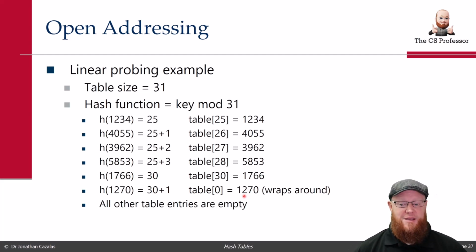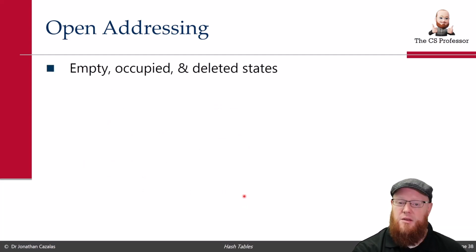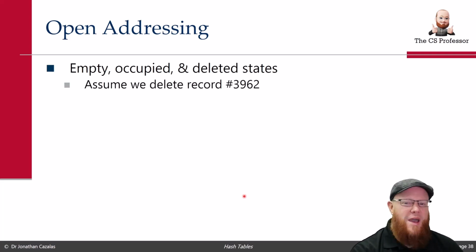But that's the idea of saving values into our hash table and using this linear probing collision resolution scheme to deal with whenever we have collisions. So I mentioned that you need to have an empty, occupied, or deleted state saved for every single cell. Why might that be? Why is that so important?